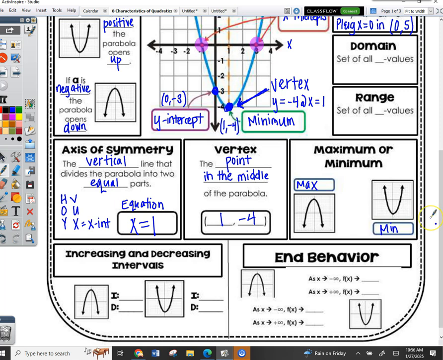Domain, range, increasing, decreasing, intervals, and end behavior. Let's do the end behavior, it's not bad. We'll do that one. Domain, range, increasing and decreasing, I'm going to save to go over with you when I feel like you've not been shoved with all this other information. End behavior is a fancy way of saying, what's the graph doing at the end of it?